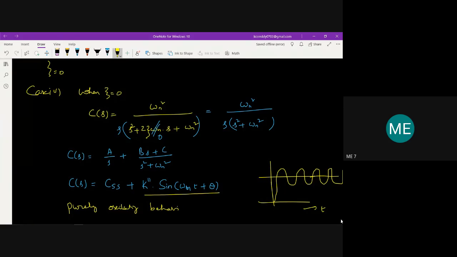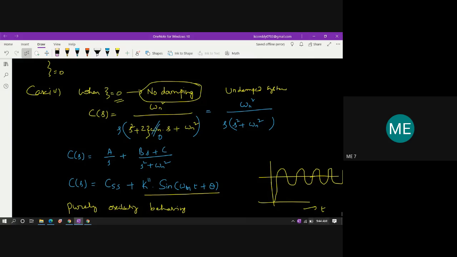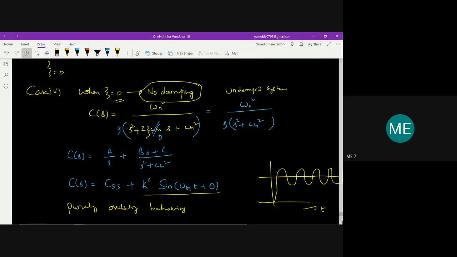Okay, so zeta equal to 0 means there is no damping. Zeta is the factor which talks about the damping. So when zeta is equal to 0, I have not provided any damping. When there is no damping, the system operates with a constant amplitude of oscillations. That is why these systems are called undamped systems. So this is about the damping ratio, the effect of the damping ratio on second order system performance. That's what we have studied now.